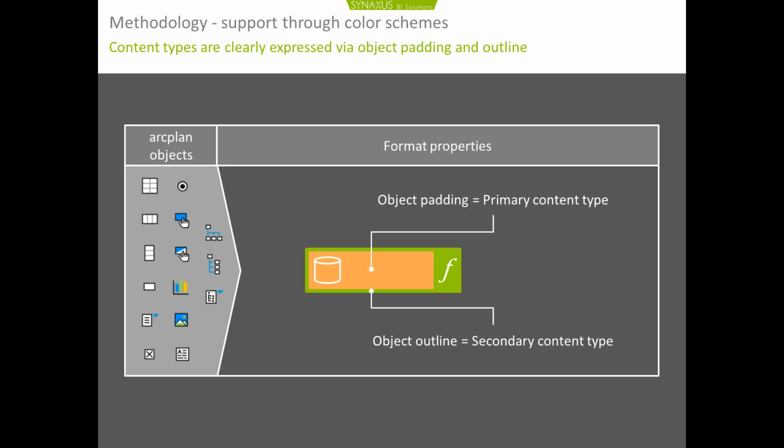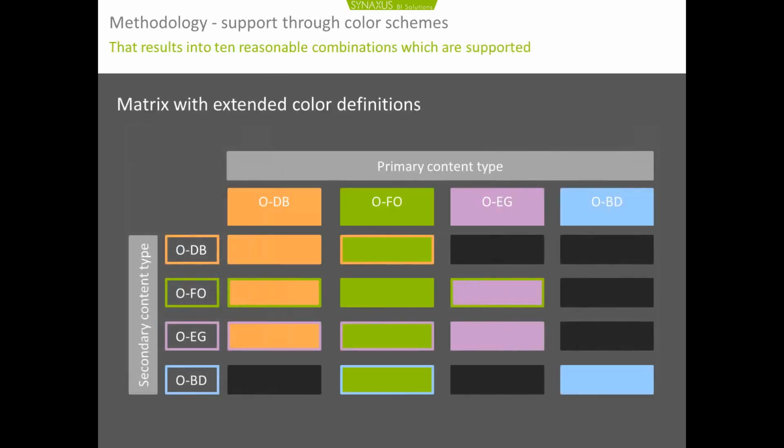So this results in this matrix, with the 10 reasonable combinations which we support. On the matrix trace, you can see the objects that only have one content type, and besides this, we have, for example, the object type which is a formula object with additional database information.